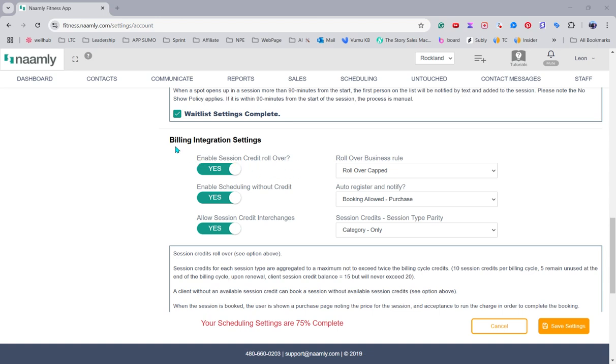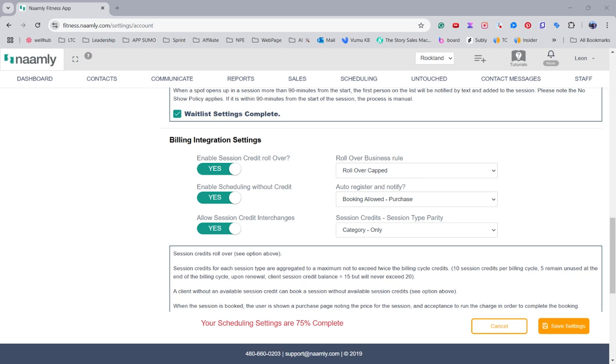All right, progressing through settings. The next one's basically going to be how you're integrating with the billing. So if you think about the billing settings, you're creating a number of session credits available for each one of your billing cycles, right? So if you're billing somebody every 2 weeks, for example, and you're giving them a total of 4 training credits, every 2 weeks, that will refresh.